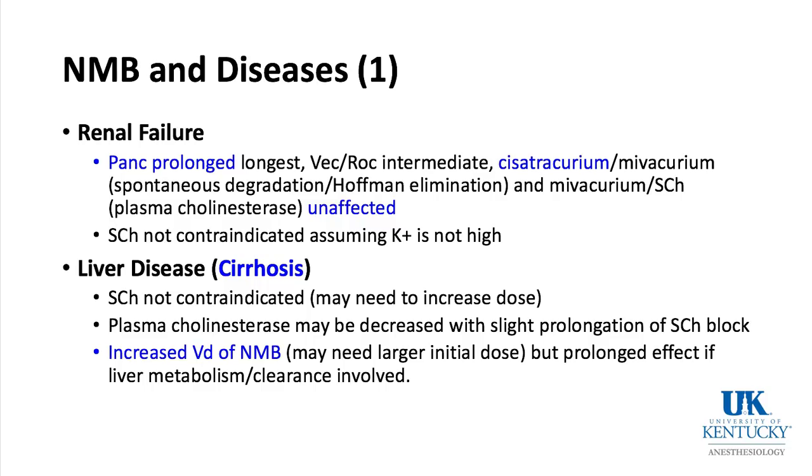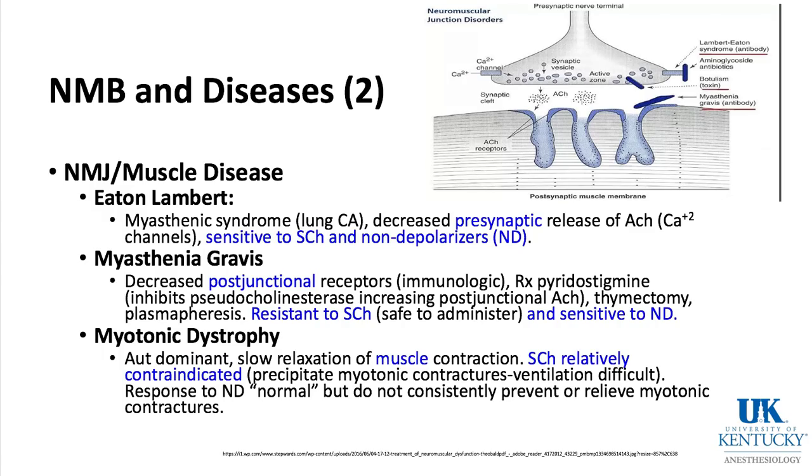Cisatracurium would be one example where the clearance would remain the same because it does not depend upon the liver for its clearance. Let's look at some other diseases: Eaton-Lambert, myasthenia gravis, versus myotonic dystrophy. Let's look at the top right graphic first, of a presynaptic nerve terminal with synaptic vesicles ready to go and be released into the junction and then binding to post-junctional acetylcholine receptors.